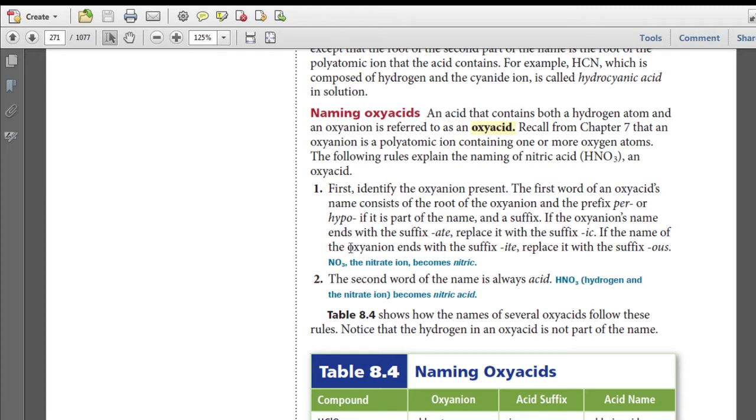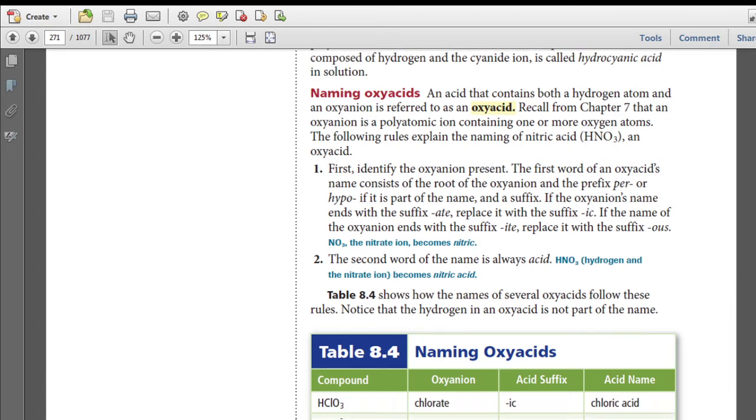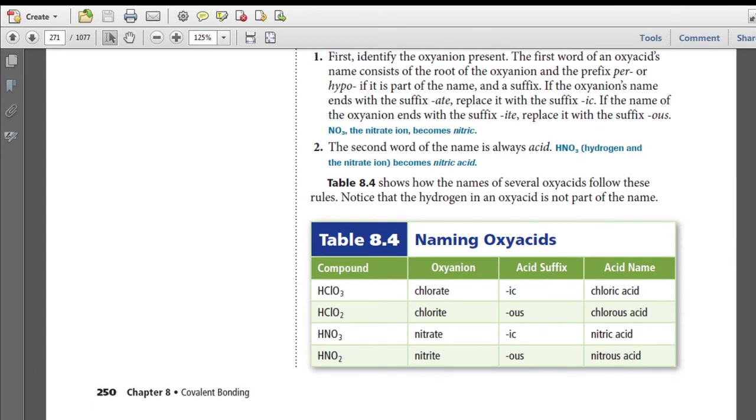So if we were to look at the nitrate ion, because it ends in ate, it would get that suffix ic. Now the second word of the name is always acid. So here we had nitric, now we added the hydrogen to it, and it becomes nitric acid. Table 8.4 shows the names of several oxyacids following these rules.